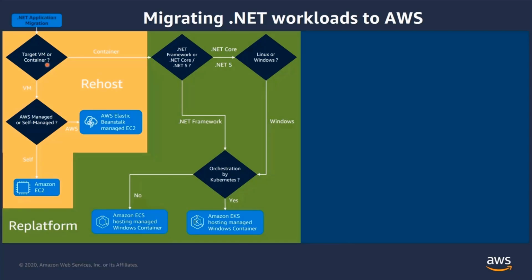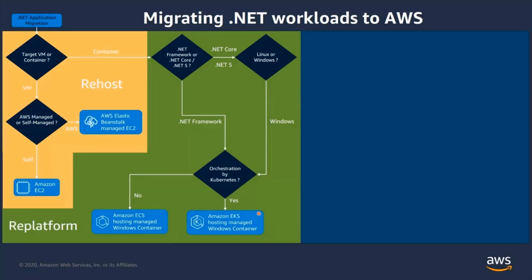And at this point, the question is, is it a .NET Framework, .NET Core, or .NET 5 application? For the .NET Framework, the next question is, are you orchestrating with Kubernetes, or do you want to orchestrate with Kubernetes? If you do, then my recommendation would be Amazon EKS hosted managed Windows container. If not, it would be Amazon ECS hosting managed Windows container. Now for .NET Core and .NET 5, if you're still targeting Windows, it would be the same questions there. You would end up with either an ECS or EKS Windows container.